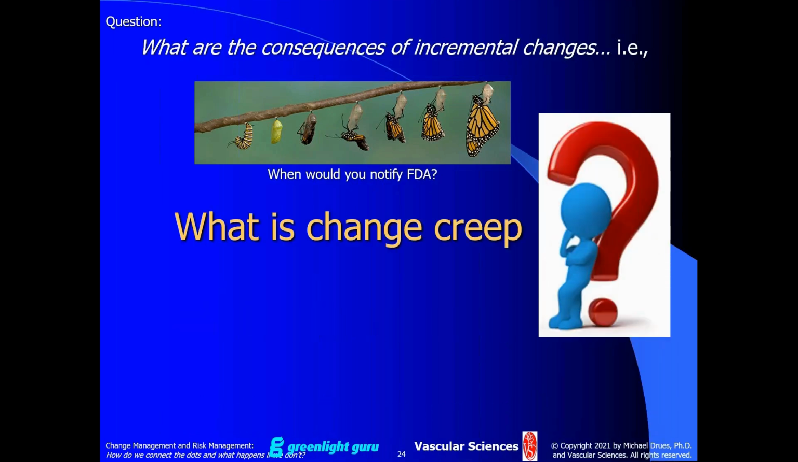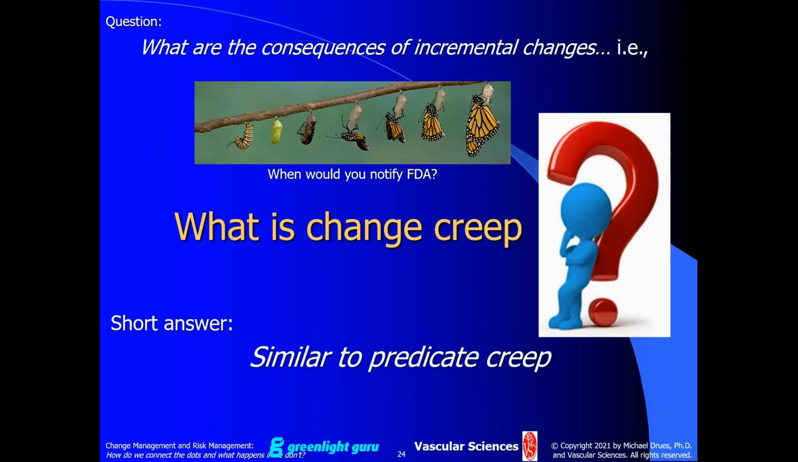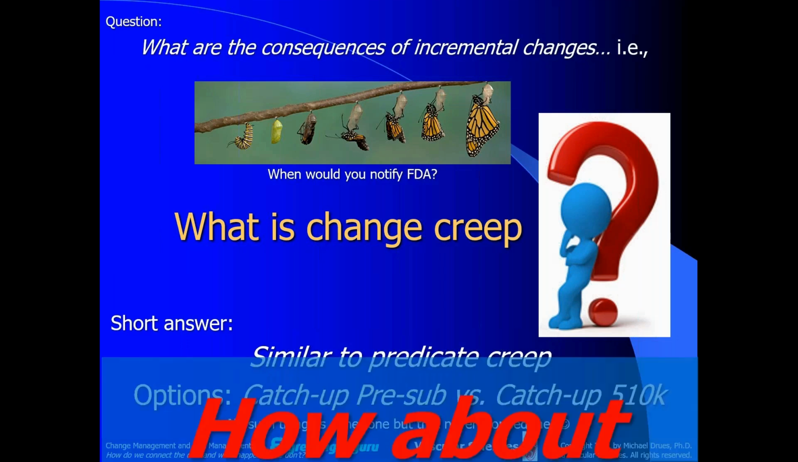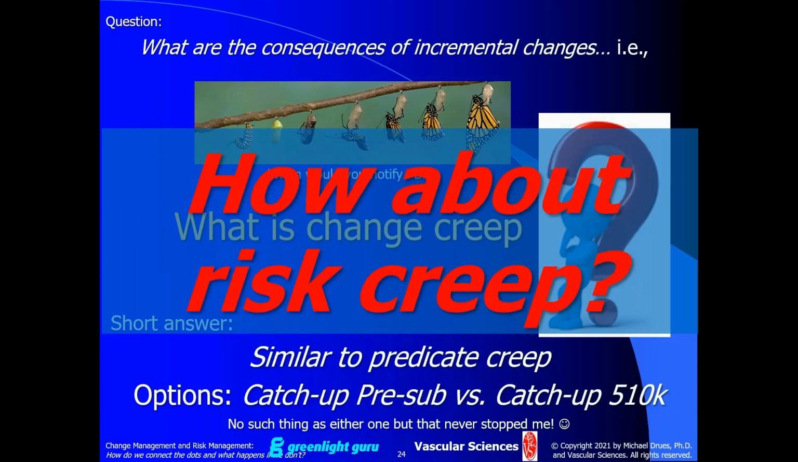Well, one consequence, which I've talked about in other venues, is something called change creep. Very similar to predicate creep, which is, in my opinion, the Achilles heel of the 510K, something that we really have to fix as an industry, although, for the record, I am not a fan of the 10-year predicate rule. I think that has disaster written all over it in every language. But we do need to come up with a solution to the predicate creep problem, and we similarly need to come up with a solution to the change creep problem. But what I want to talk about here is, what about risk creep?